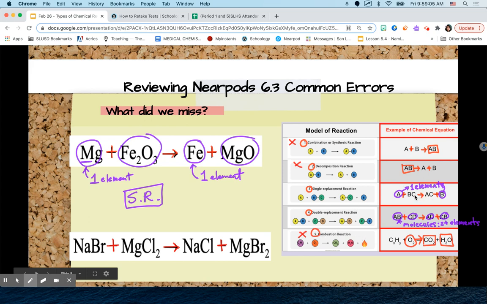So the way I tell single replacement apart from double replacement is that in single replacement, there should only be one element for the reactants and products. For double replacements, I have all molecules, or two or more elements. So let's look at each one of these separately.